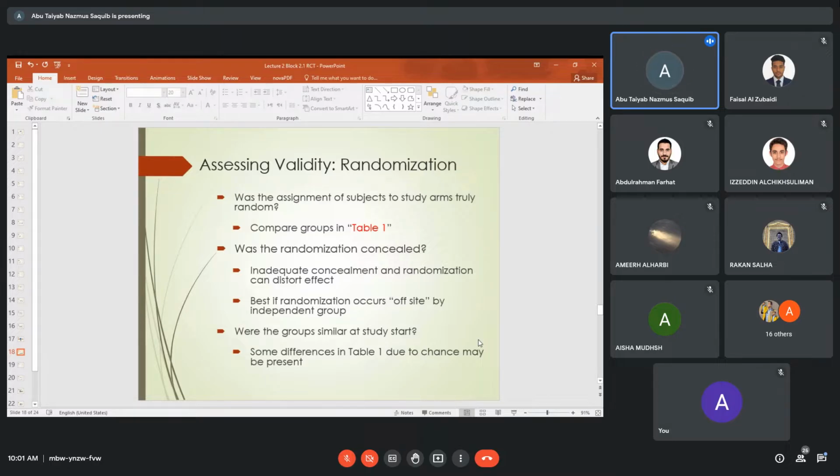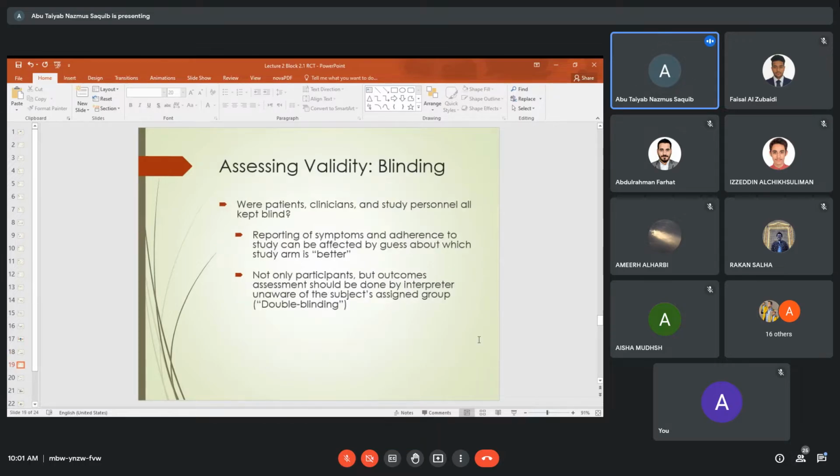In every randomized control trial paper you will read, it is a must that Table 1 will give the data comparing the intervention and the control group. Look at whether the two groups are similar. If they're similar, that means randomization worked. If they are not similar and the sample size is small, then maybe randomization didn't work. So this is how you assess validity of randomization.